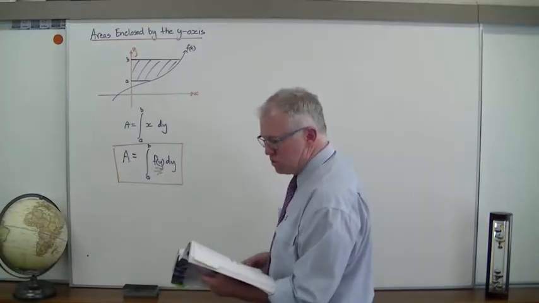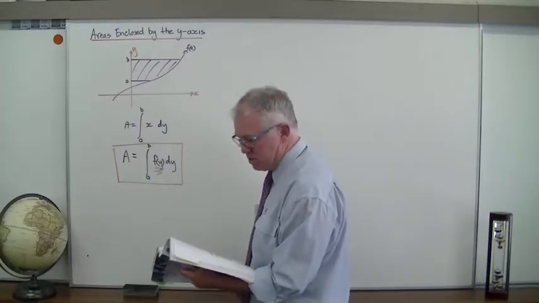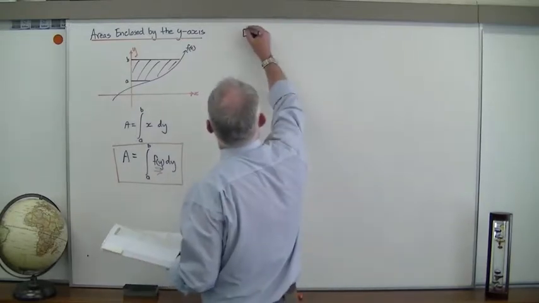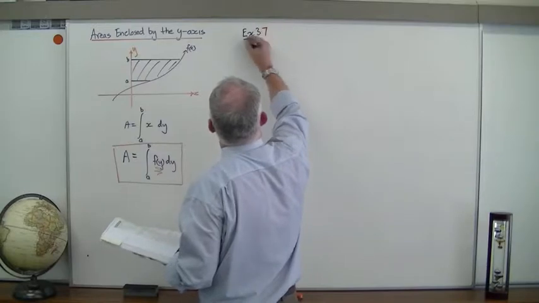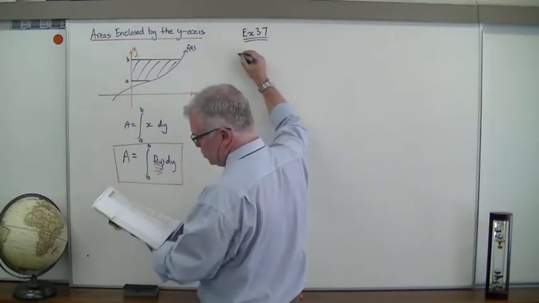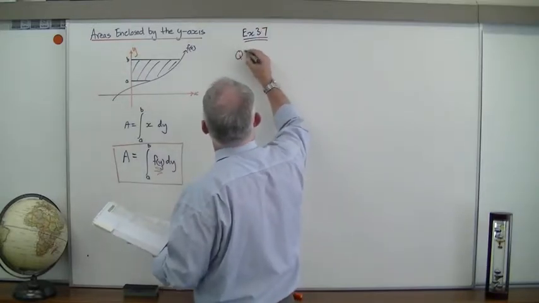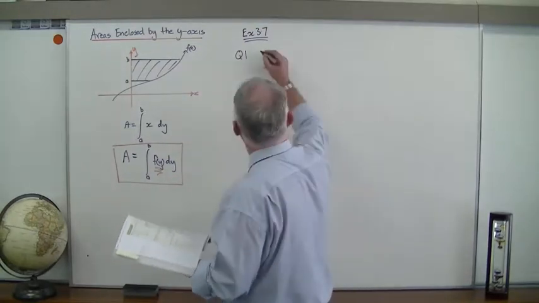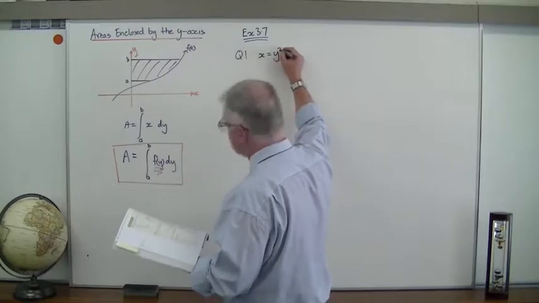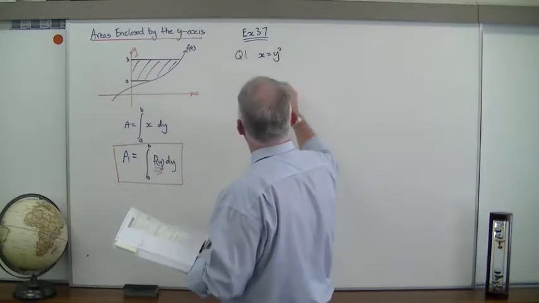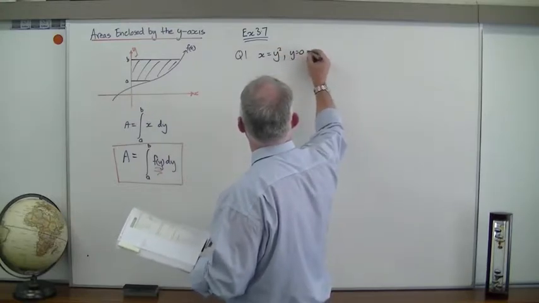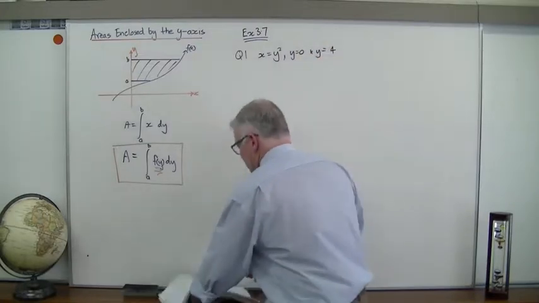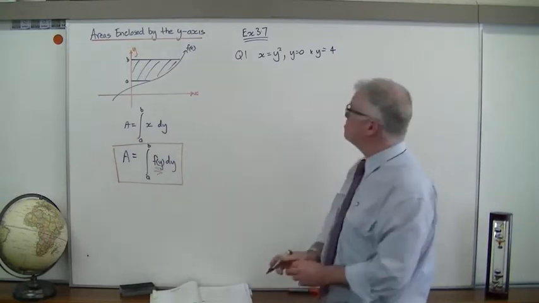So let's jump into the deepish end of the exercise. No. We'll do a simple one first. Exercise 3.7, and we'll do question 1. It's probably not going to get any more simple than that. So we're given the curve x equals y squared, and we have the lines y equals 0 and also y equals 4. So it looks very similar to what we've had before.